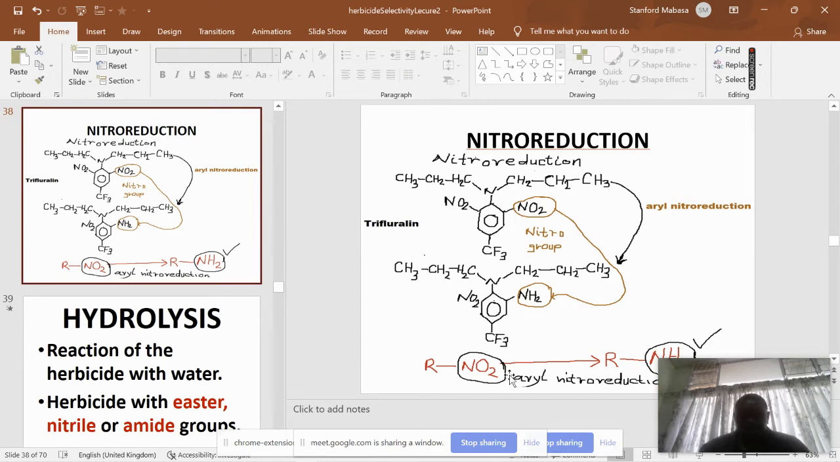Or we can simply represent this by this symbol, R joined to NO2 being converted to NH2. And of course, if you look at this molecule, you'll find that it's also vulnerable to N-dealkylation at 2 points, which we have discussed.